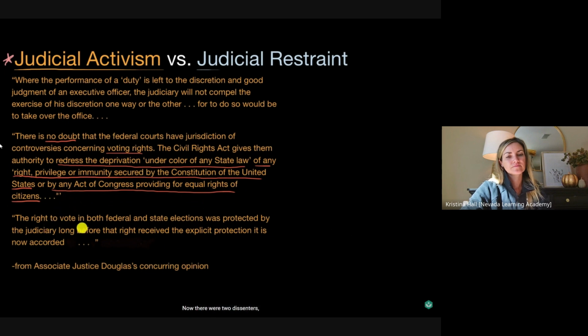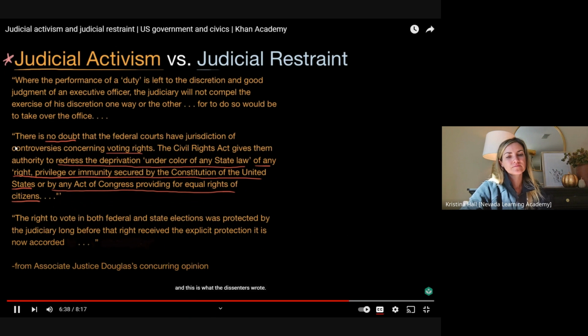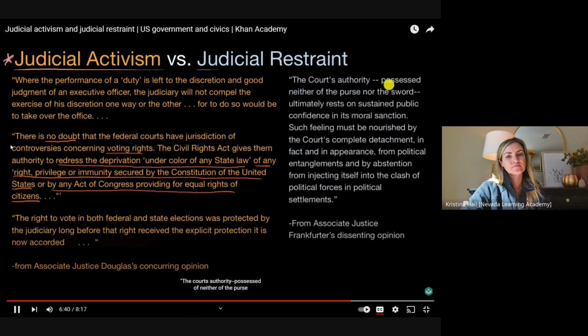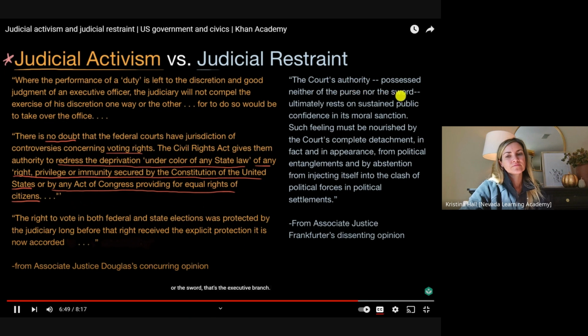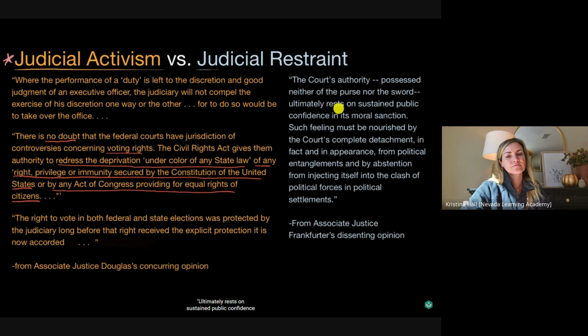Now, there were two dissenters, and this is what the dissenters wrote. "The court's authority, possessed of neither the purse nor the sword," So here the purse, that's the legislative branch that can think about budgets, or the sword, that's the executive branch, the president's the commander-in-chief, "ultimately rests on sustained public confidence in its moral sanction." Let me underline that. On sustained public confidence in its moral sanction.